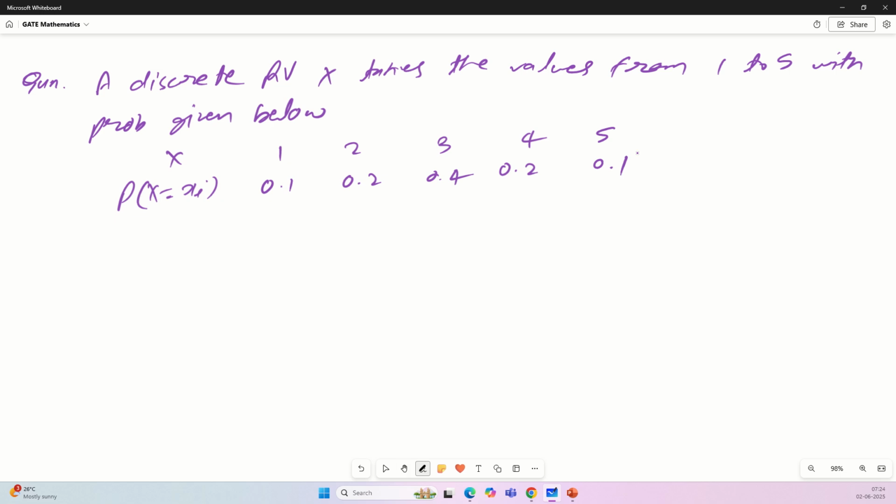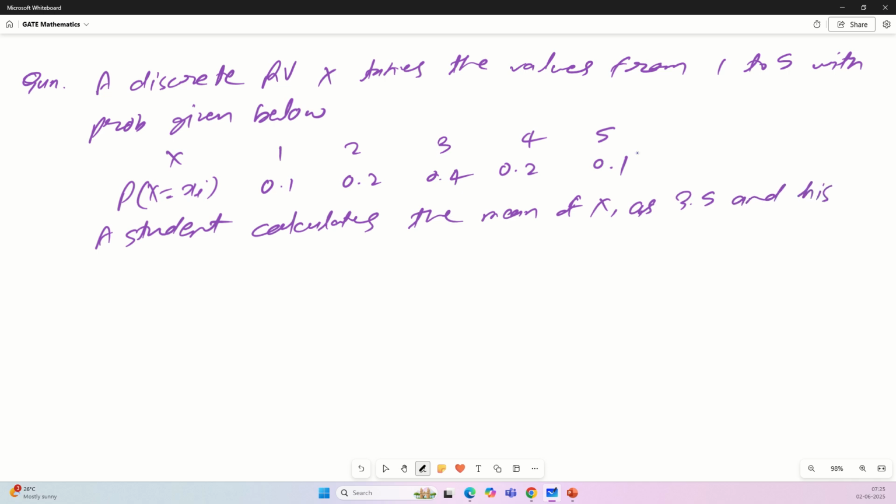A student calculates the mean of X as 3.5, and his teacher calculates the variance of X as 1.5. Okay, which of the following statements is correct?